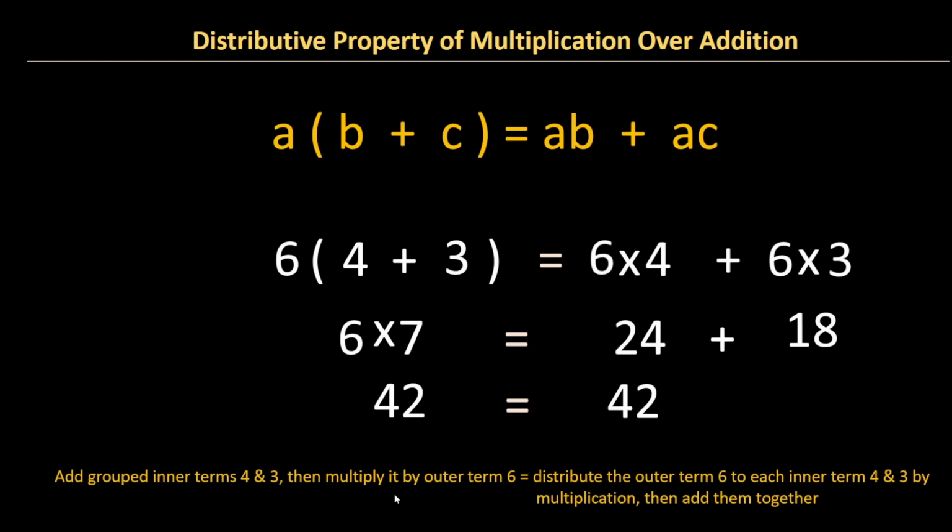So that means if you add the grouped numbers together, then multiply by the outer number, or distribute the outer number to each inner number by multiplication, then add them together, both will produce the same result.